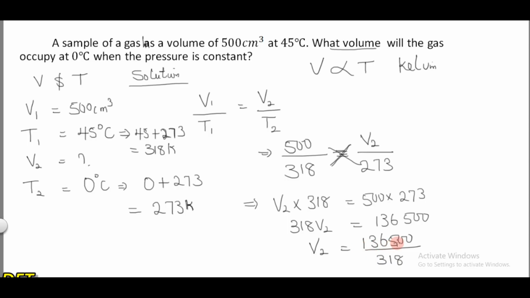136,500 divided by 318 will be equal to 429.2 when you punch that in a calculator. So therefore, my V2 will be equal to 429.2 centimeter cube. This is the answer to this question.